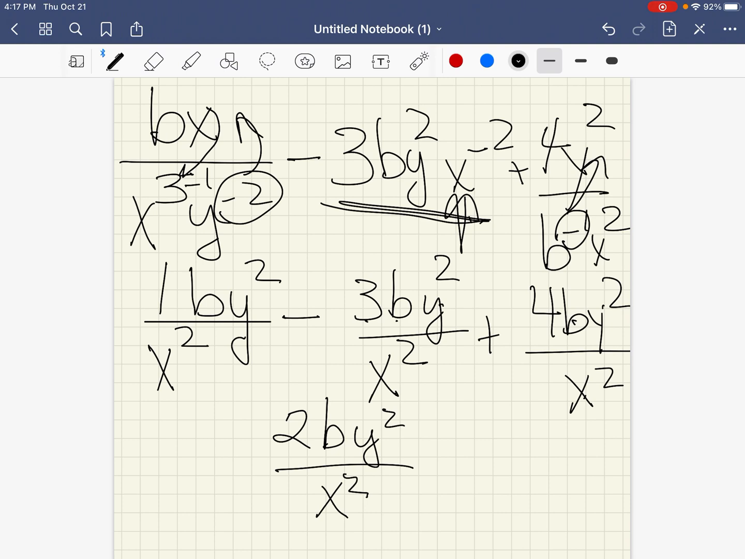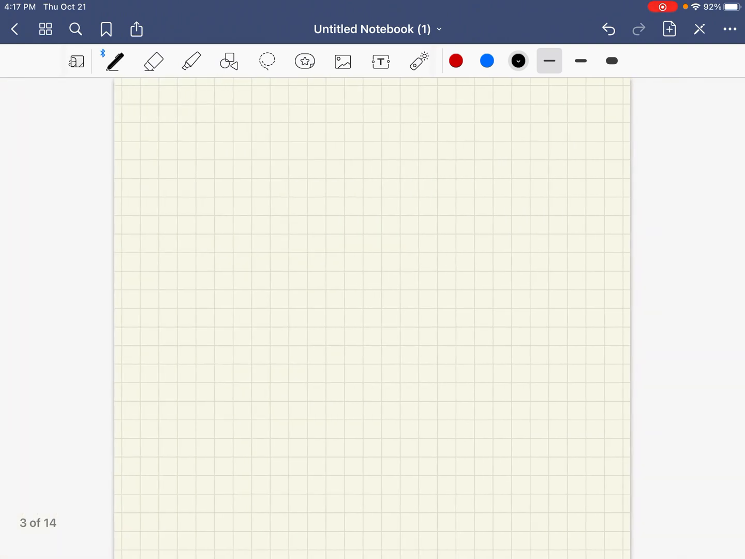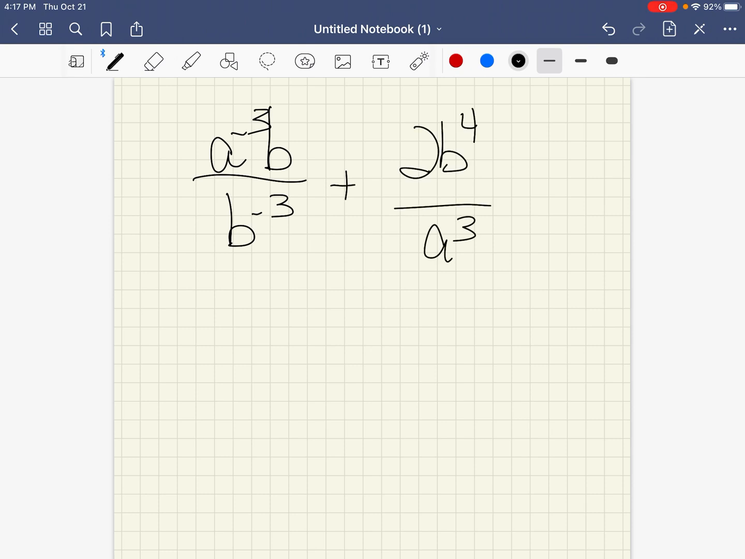All right. So the next one is a to the minus 3b over b to the negative 3 plus 2b to the fourth over a cubed. The second one is fine. Simplified, no negative exponents. This one, this needs to go up. And don't forget there's a 1 here. And then this a needs to come down. So the a comes down, and that's a to the third. The b to the negative 3 goes up, becomes a positive 3, so that's b to the 3 plus 1, which is 4.